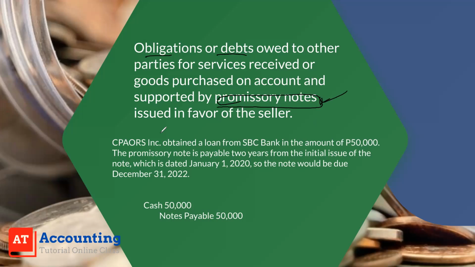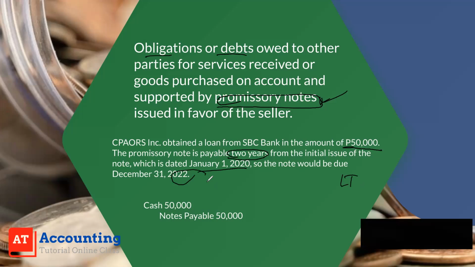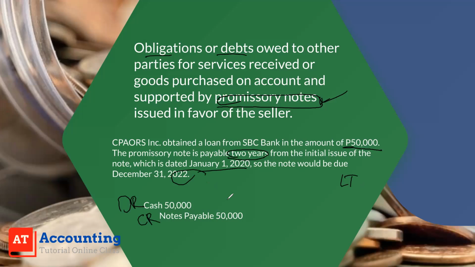Okay, let's take this for an example. CPORs Inc. obtained a loan from SBC Bank in the amount of 50,000, and the promissory note is payable in 2 years from the initial issue of the note, which is January 1, 2020, which we assume means 2022 ang maturity. So dun pa lang, you have already identified that this is long term. Because of that, our sample entry would be a debit to cash and a credit to notes payable.